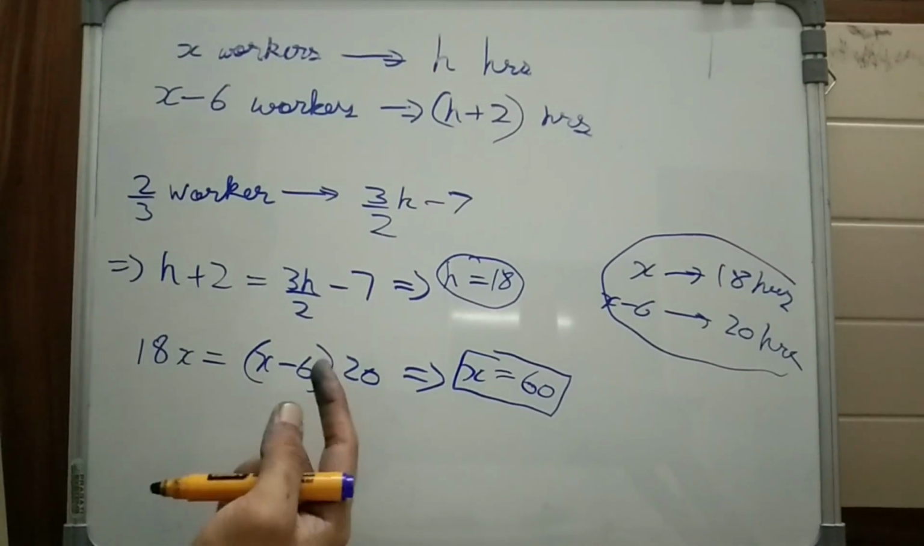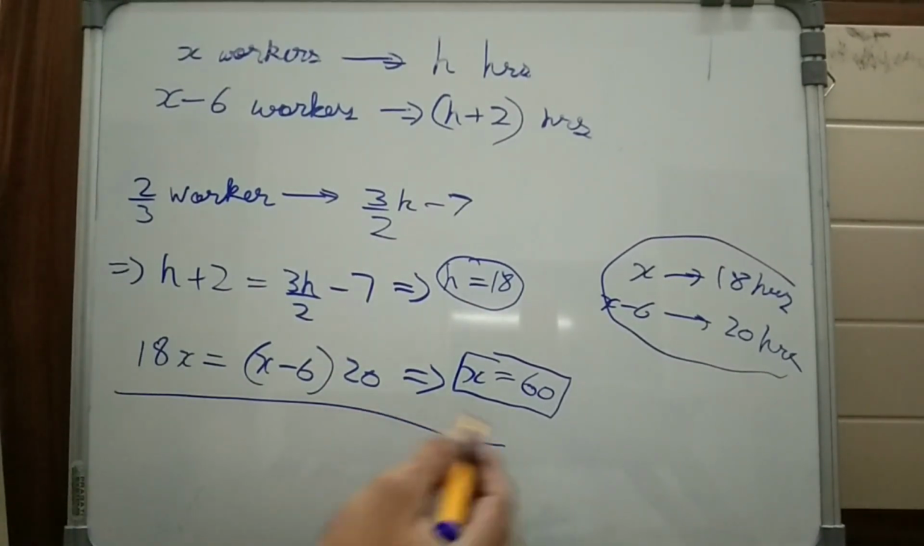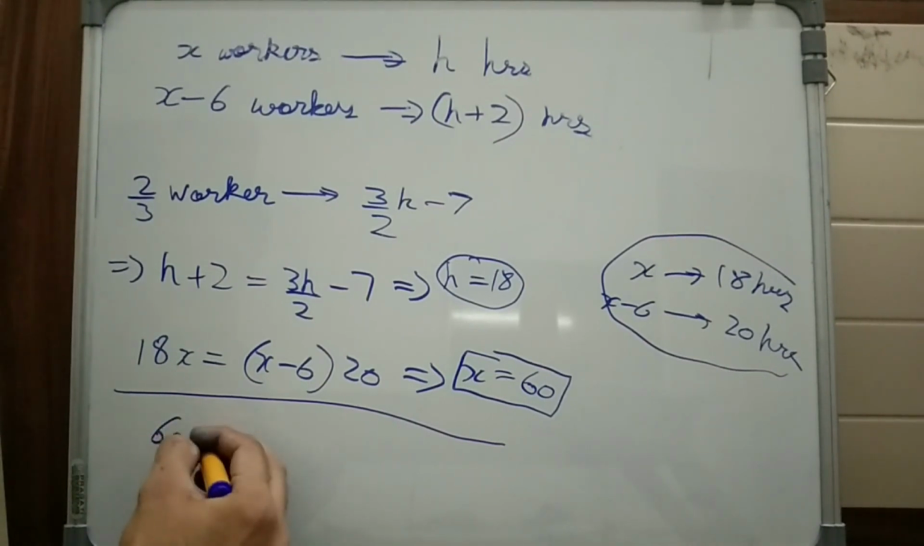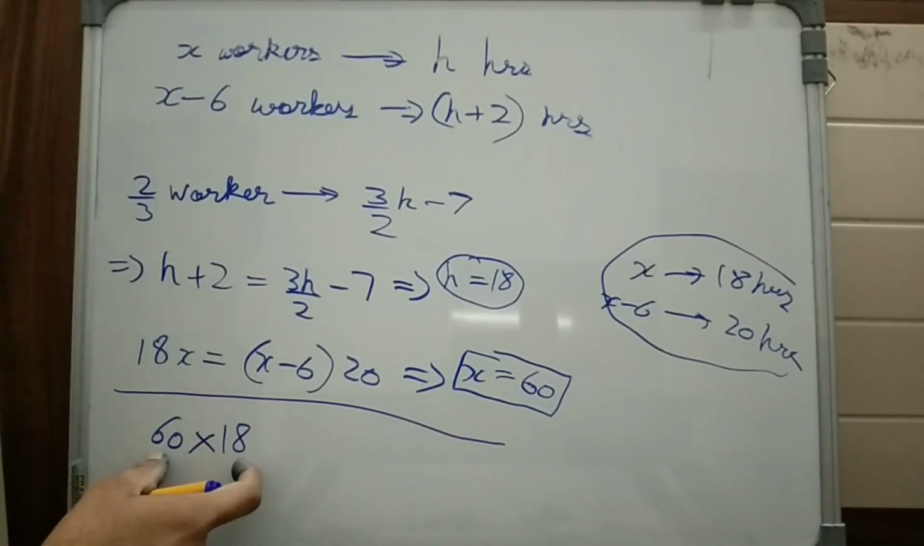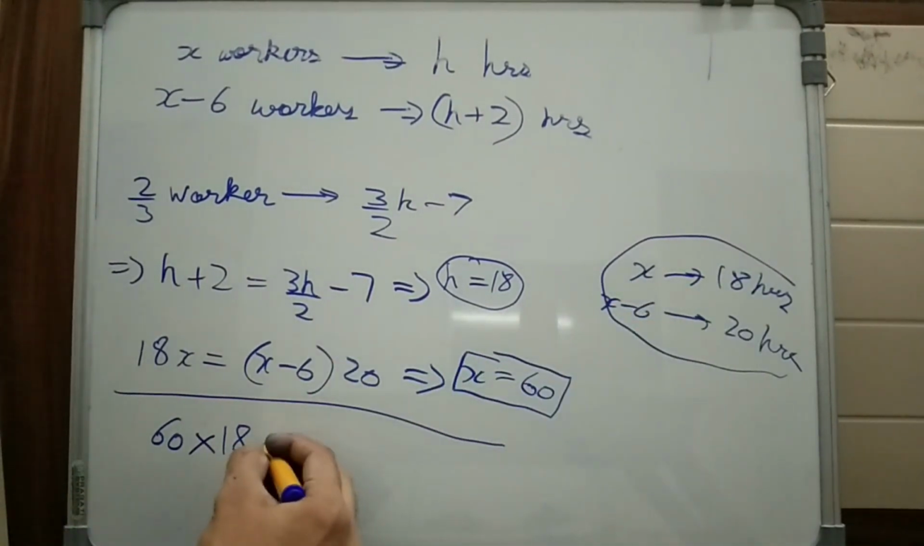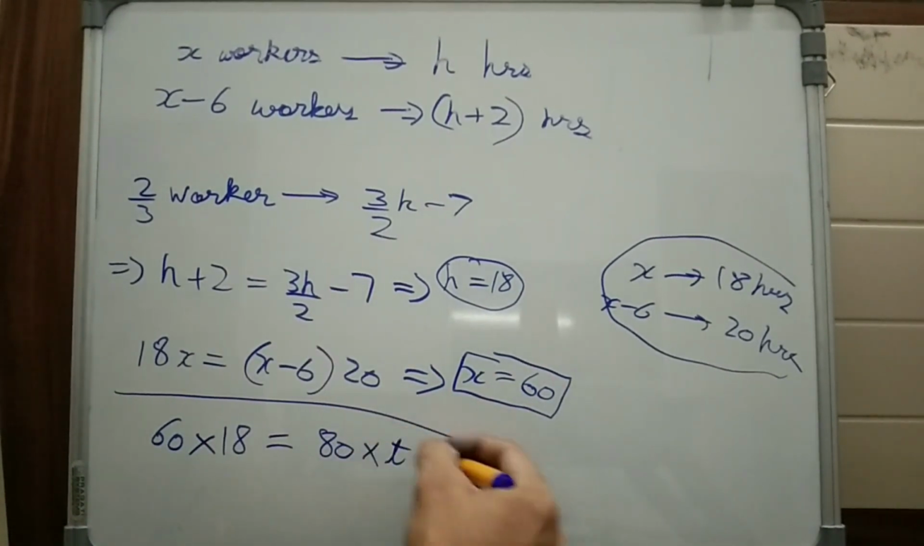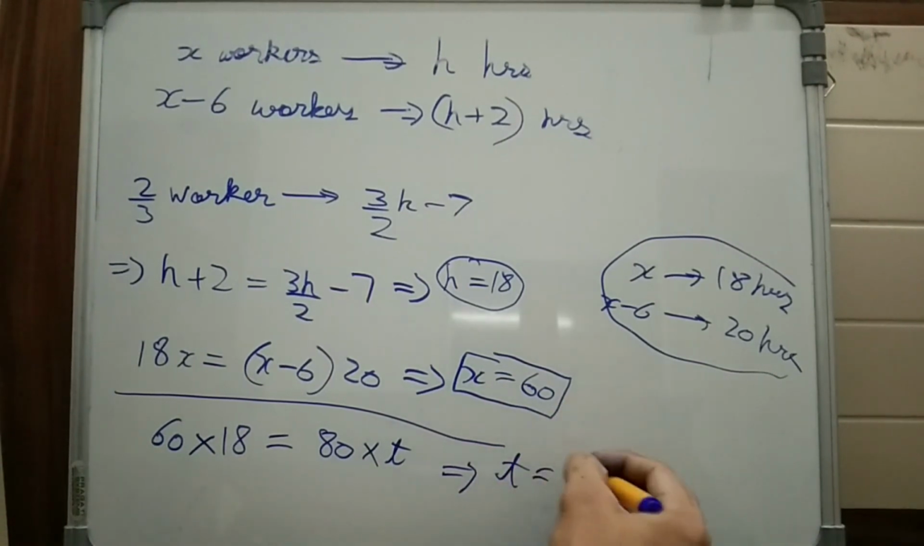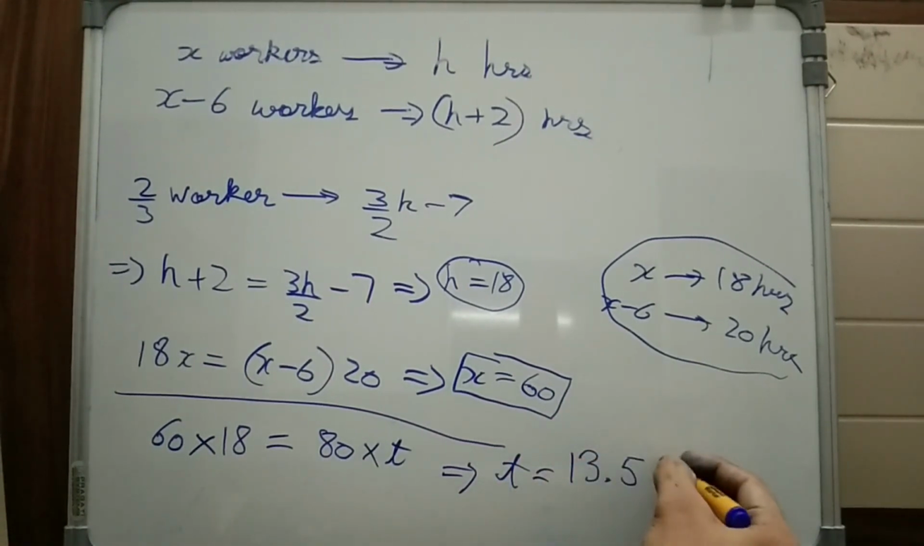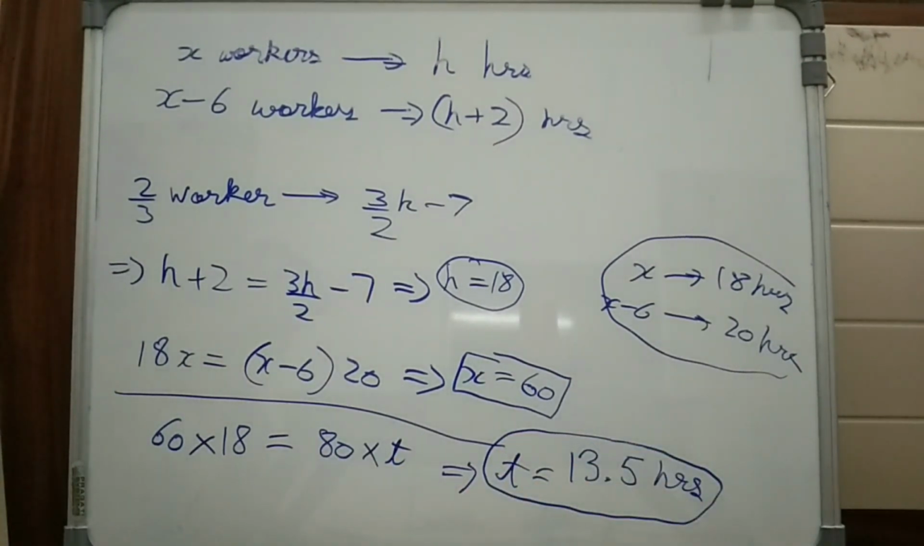Now the question is saying for 20 more workers. So for 20 more workers, it means 60 into 18. This is just man hours. 60 into 18 is equal to, for 20 more workers, it means for 80 workers, time will be t. I can easily solve this equation now, and t will be 13.5 hours. So this will be my answer. t will be 13.5 hours. So basically I won't recommend this question to do in exam, as it involves so many cases. It involves a thorough reading of the question, so it will eat a lot of time.